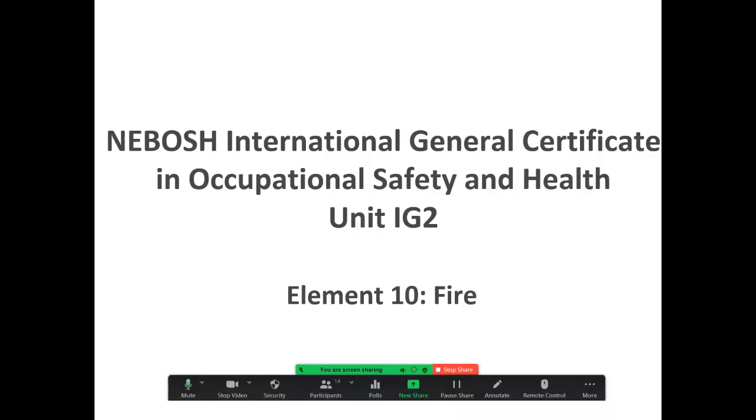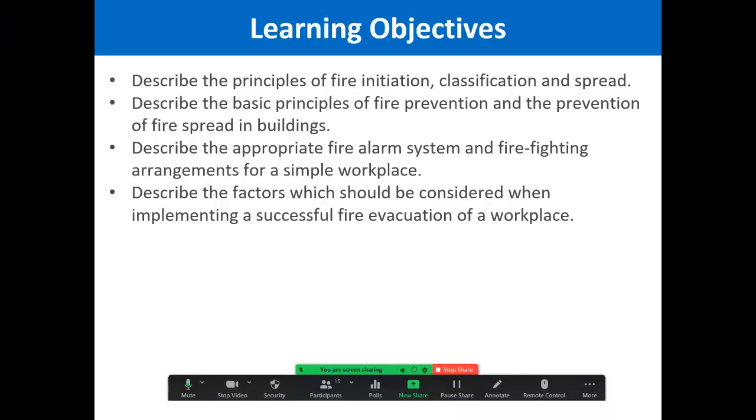So today we're going to start element number 10 of IG2, which is related to fire safety. The learning objectives of today's session are, number one, that you become able to describe the principles of fire initiation, classification, and spread.